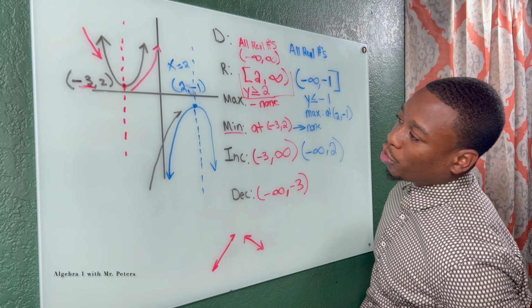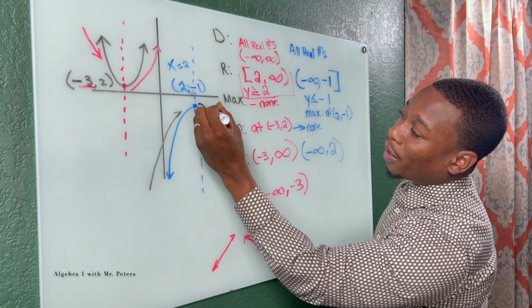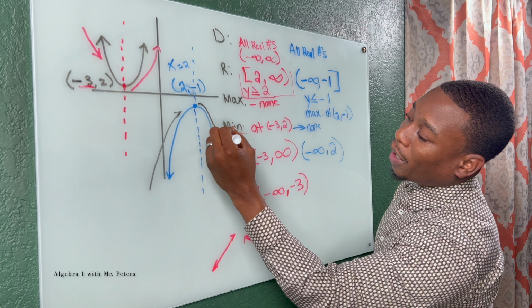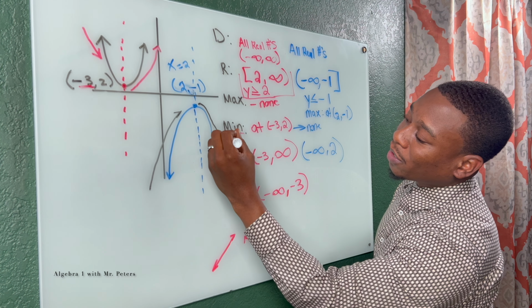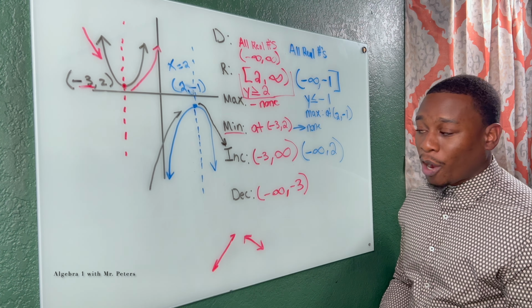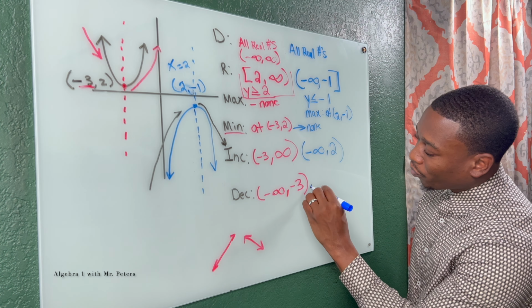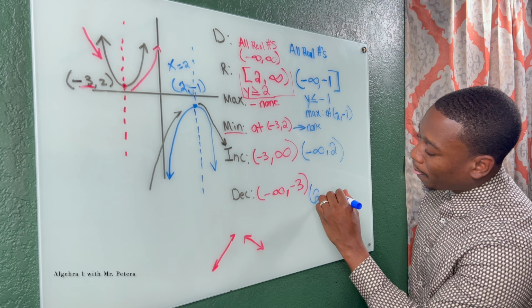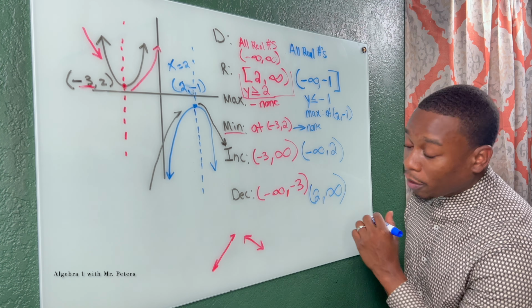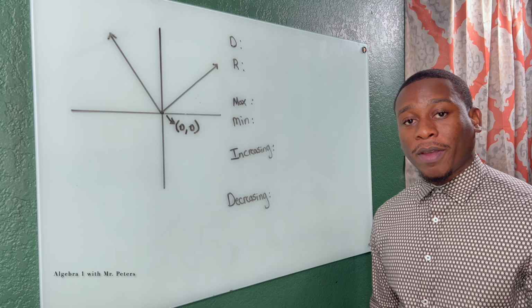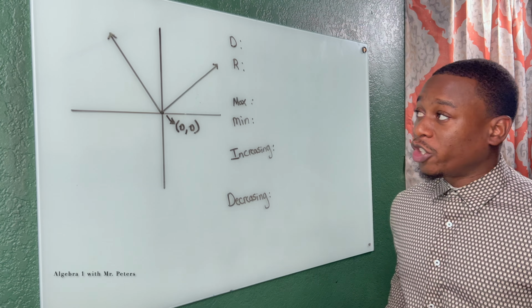What is happening to my y values now? I'm noticing that as I go to positive infinity on the x-axis, my y values are now getting smaller. So I know that this is going to decrease from 2 to positive infinity. With absolute value graphs, very similar to quadratics.